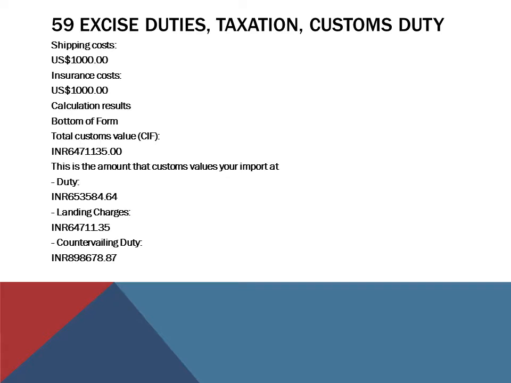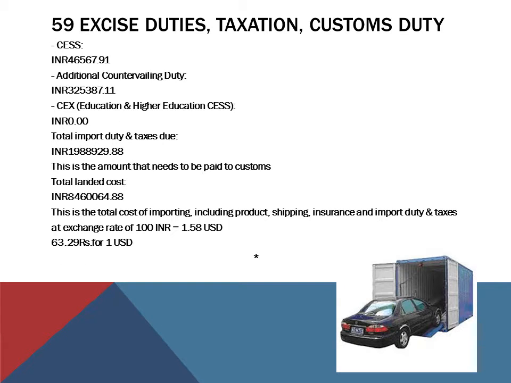Duty: Indian rupees 6,53,584.64. Landing charges: Indian rupees 64711.35. Countervailing duty: Indian rupees 898678.87. Cess will be Indian rupees 46,567.91. Additional countervailing duty will be 3,25,387.11. Education and higher education cess will be 0.